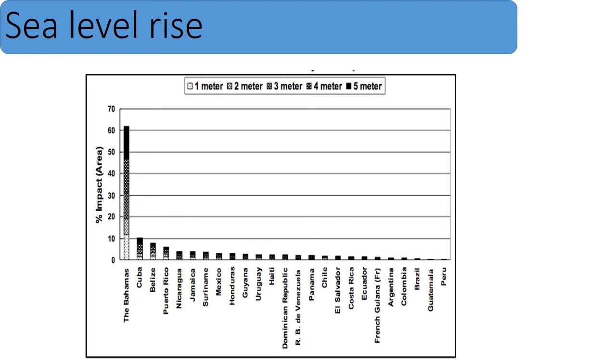All right, you can see that with just 1 meter of sea level rise, over 10% of our land area is expected to be impacted. If you raise this up to 5 meters of sea level rise, over 60% of our land area will be impacted. All right, so sea level rise is very, very serious for us in the Bahamas.